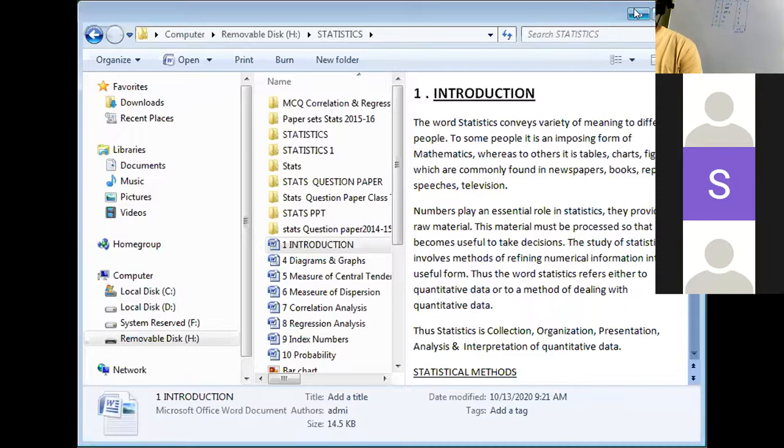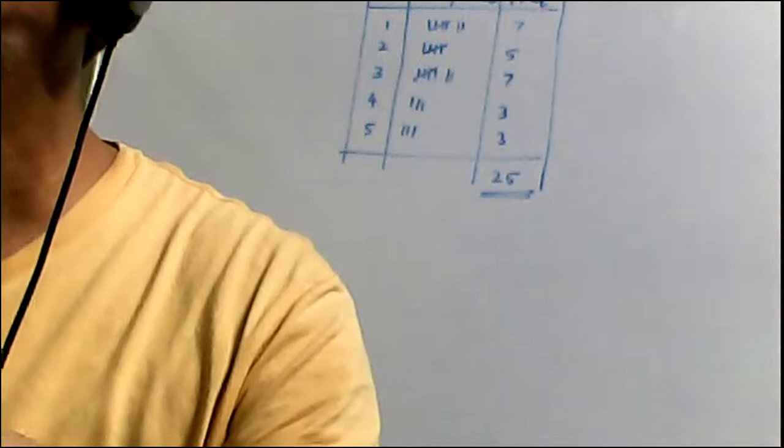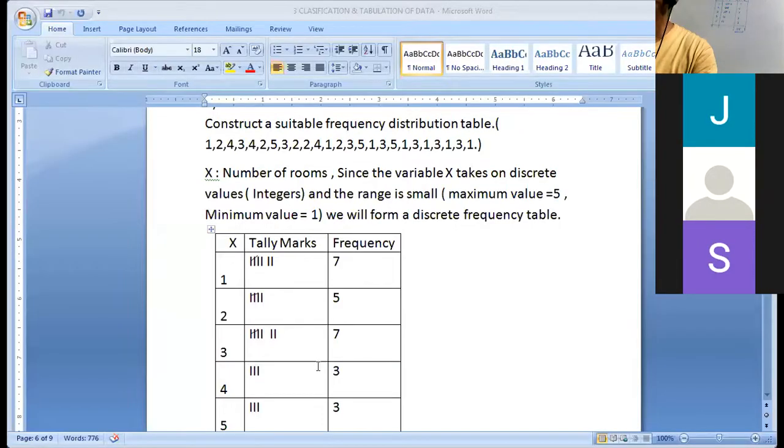Hello, can you see? We can see the introduction file only. No, this one, construct a suitable frequency distribution, can you see? Seems like your screen is paused. Now? Yes. Take down this problem. So this is a discrete frequency distribution table.